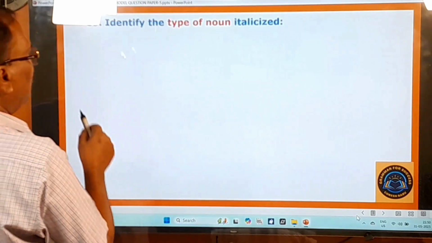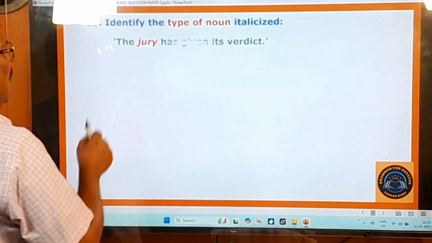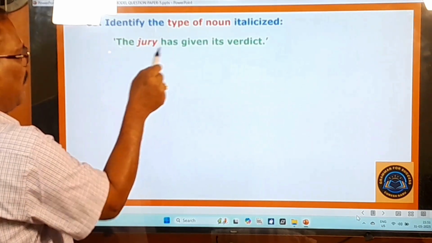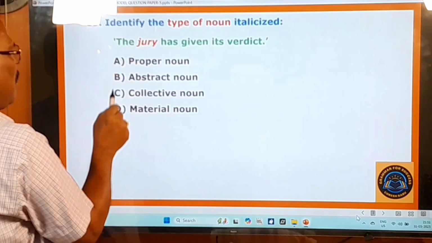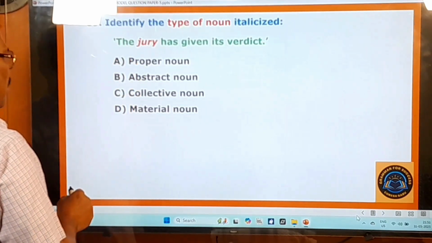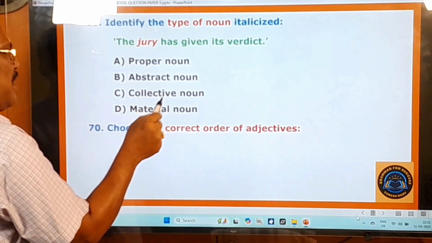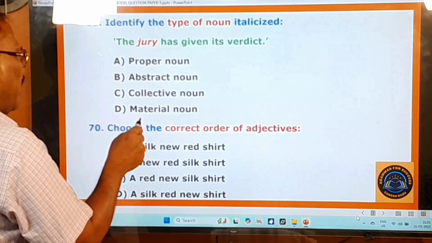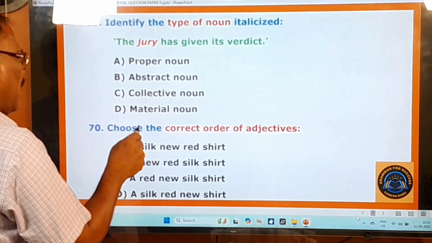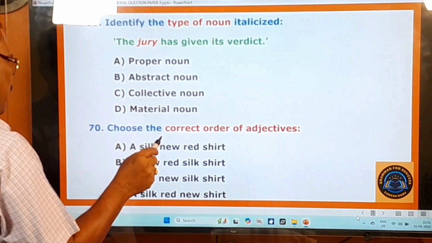69th question. Identify the type of noun italicized. The jury has given its verdict. Proper noun, abstract noun, collective noun, material noun. 70th question. Choose the correct order of adjectives. A silk new red shirt, a new red silk shirt, a red new silk shirt, a silk red new shirt.